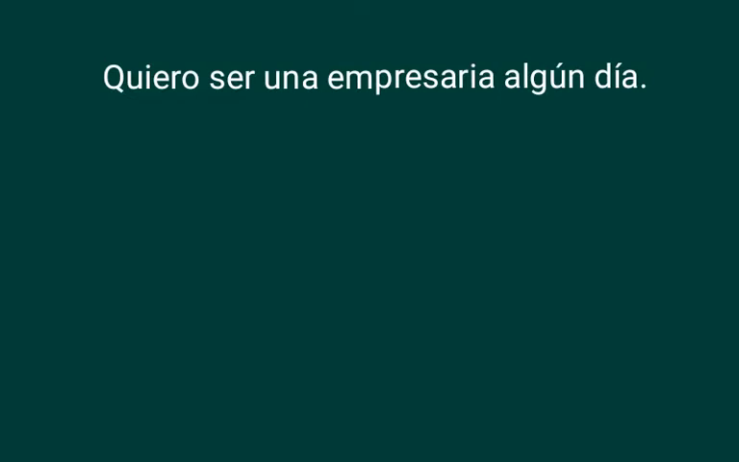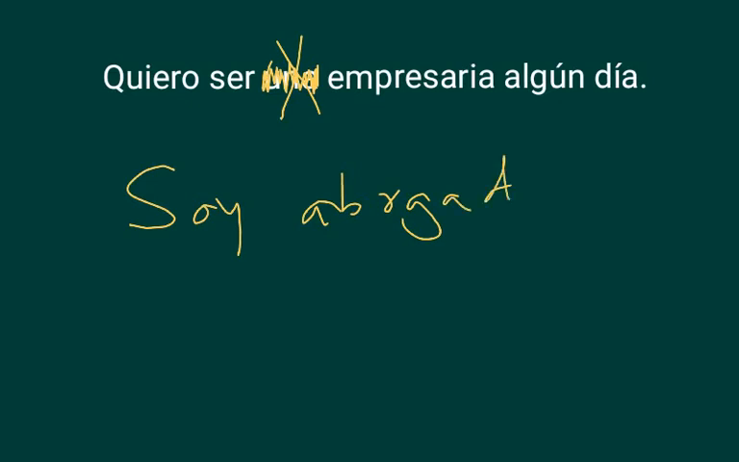This sentence has a very small error, but in Spanish, when you express your profession, you don't use any article. So it should just be, quiero ser empresaria algún día. If you want to say that you're a lawyer, you say soy abogado or soy abogada. You don't say soy una abogada, soy un abogado. There's no article. Soy abogado, soy profesor, soy maestro, etc.